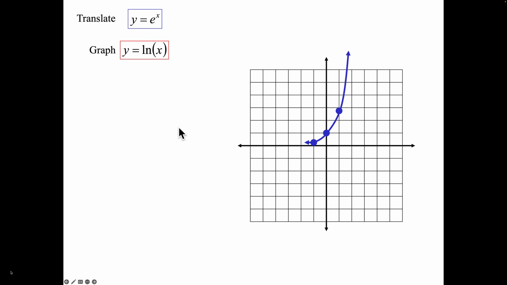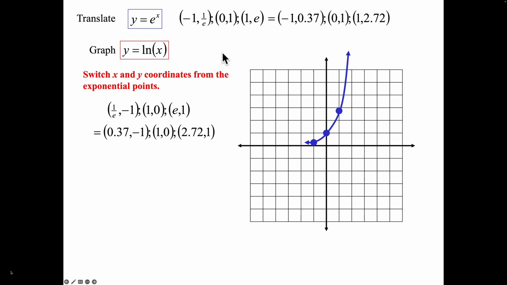Now when we talk about the inverses of the natural base e to the x, there's my 3 graphing points. When I want to go to its inverse function, the natural log, then flip those around. 1 over e comma negative 1, 1, 0, e to the 1. Flip these decimal values around. Those are going to be your starting points for your natural log graph. So 0.37, negative 1, 1, 0, 2.72, and a 1.